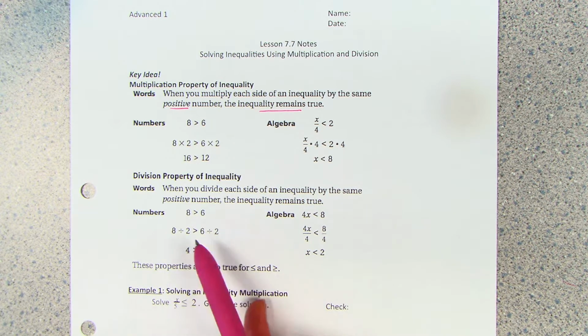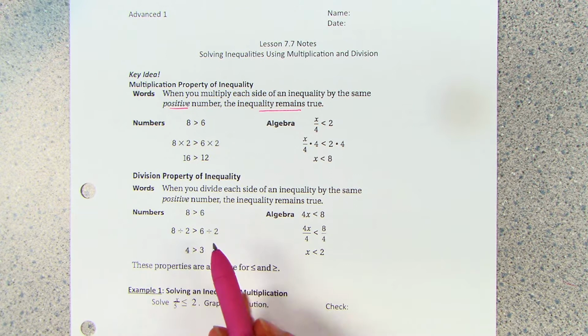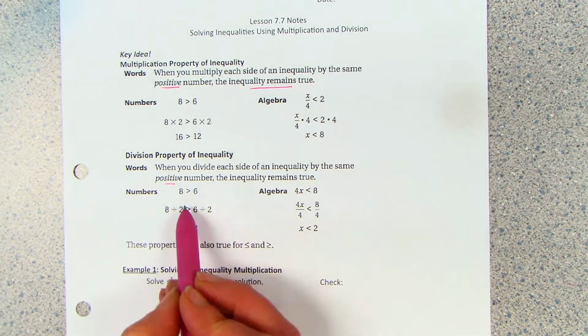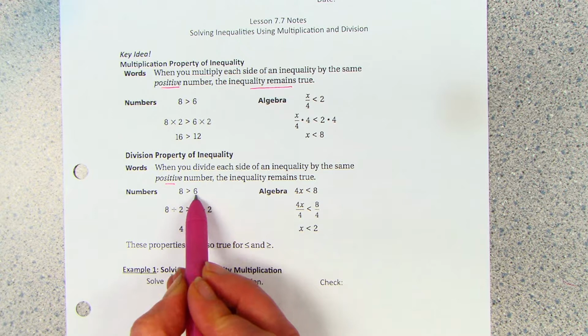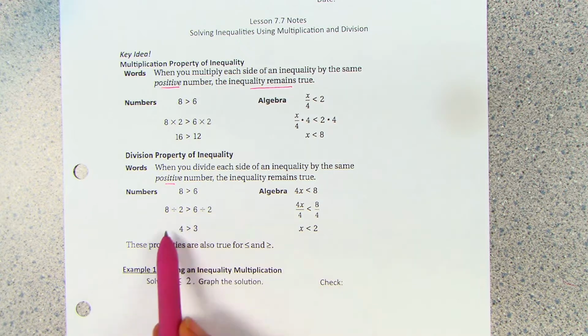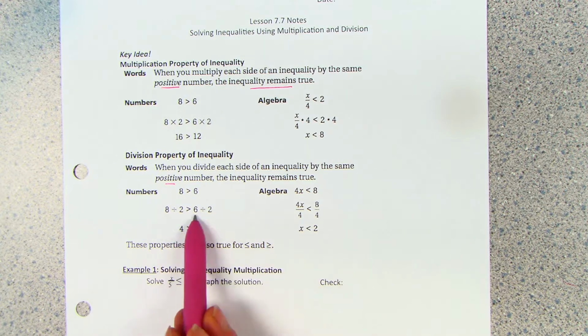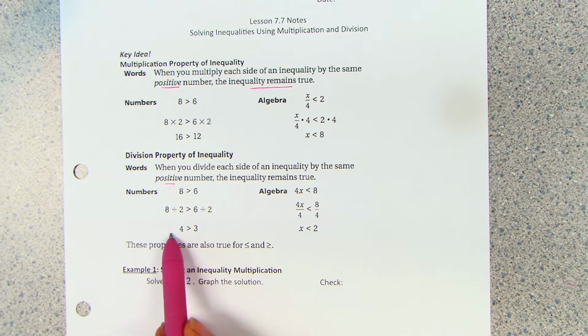The same thing is true for division. When you divide each side of an inequality by the same positive number, then the inequality remains true. So if I have 8 greater than 6 and I divide both sides by 2, 8 divided by 2 is 4, and 6 divided by 2 is 3, and 4 is still greater than 3. That inequality stays true.